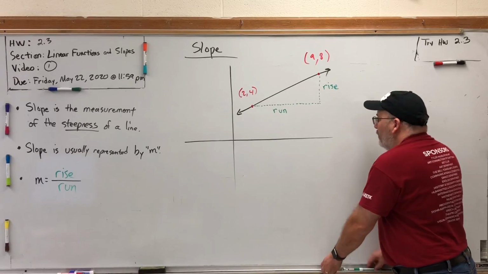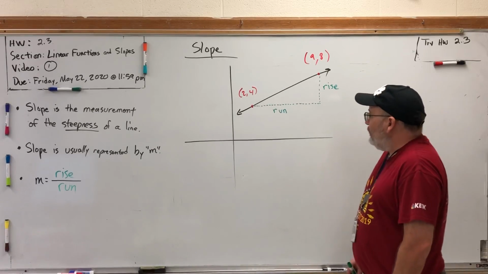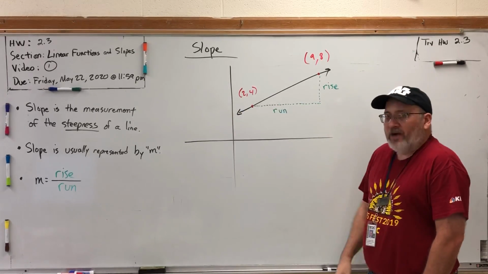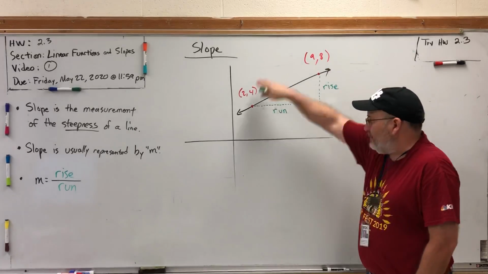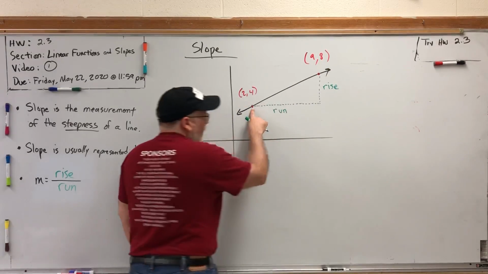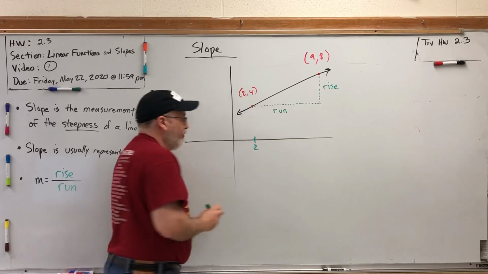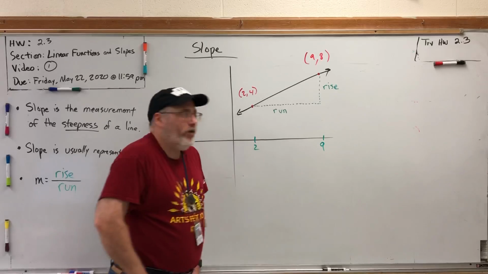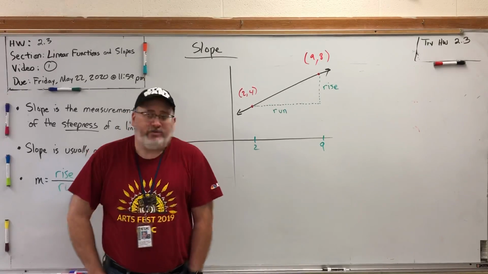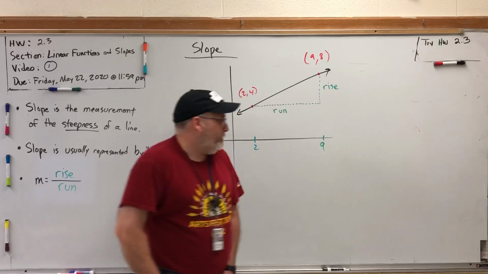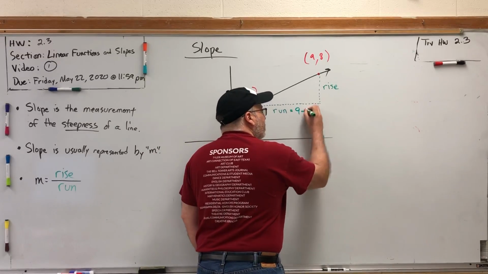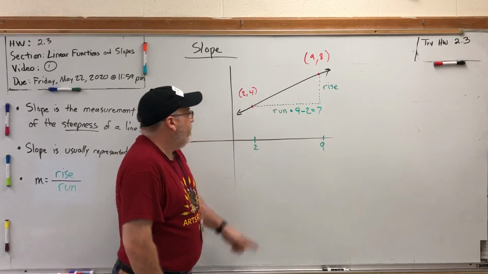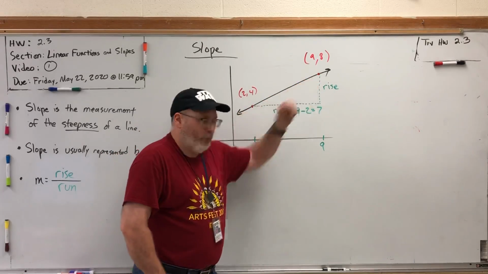But how can we measure how far apart these are? It's actually not that difficult if you think about these in terms of x's and y's. For example, the run is how far we travel in the x direction, so let's take both of these points and project them down to the x-axis. If we drop this point down to the x-axis, it would land at 2. And if we drop this point down to the x-axis, it would land at 9. How far apart are 2 and 9? I think it's fairly obvious the answer is 7, because 9 minus 2 is 7. So we have to travel 7 units horizontally in our journey from the first point to the second point.